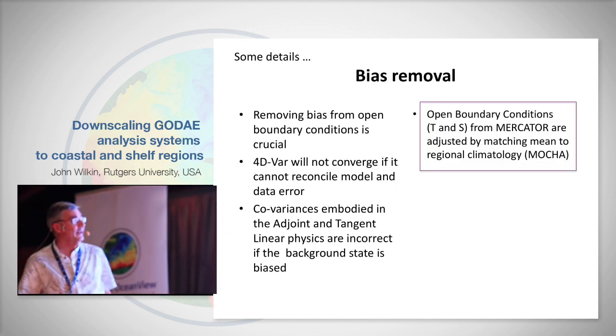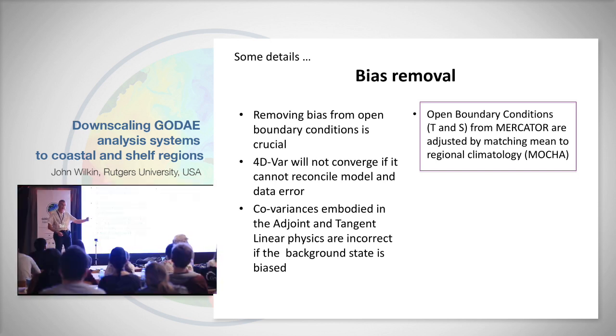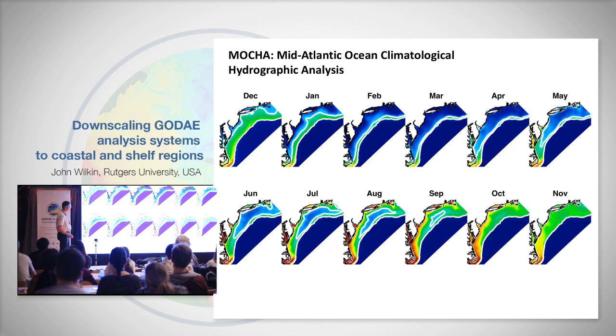Okay, we find that as good as Mercator is, and we've definitely charted the improvement in Mercator over the last decade, it still has some biases when we compare it to our very high resolution regional climatology, MOCA. You can see the trend evolving. This is what the bottom temperature annual cycle looks like in the Mid-Atlantic Bight. It's actually warm-ish at the bottom in December and January, and the coldest months are February and March.